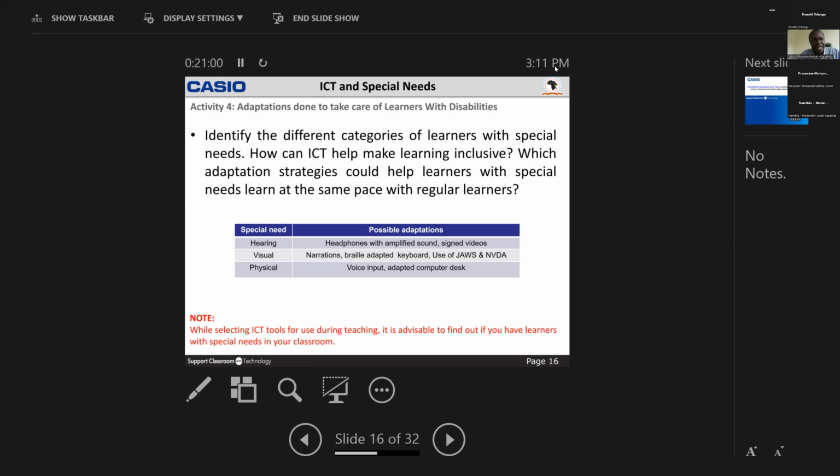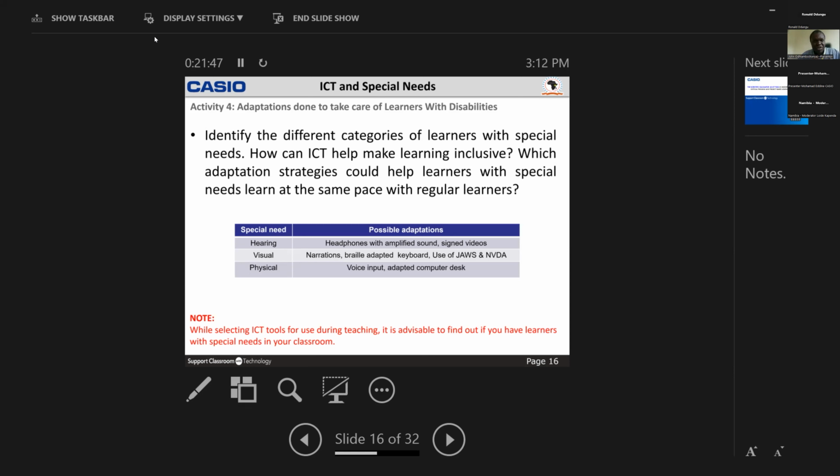So how is inclusivity tackled in this scenario? You look at the various tools in ICT that could help. In hearing impairment, when somebody is hard of hearing or can partially hear, what could help there is headphones with amplified sounds or sign devices. We also take care of visually impaired people who cannot see totally, that is the blind, and people who can maybe see, but their sight is interfered with by coloring or size of the letters.